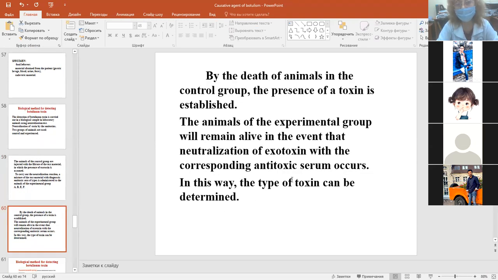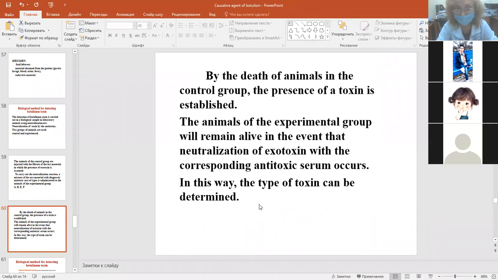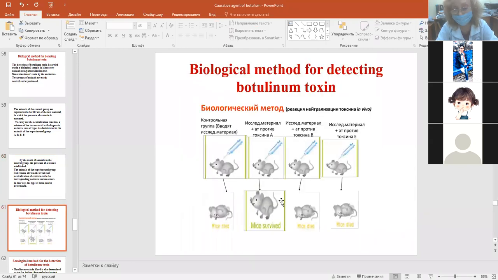And by the death of animals in the control group, the presence of exotoxin is possible to detect. But we have to know the type of toxin. The death of a laboratory animal does not prove that the death was caused exactly by botulotoxin. And so we have to watch animals from the experimental group. If they remain alive, it means that neutralization of exotoxin with the corresponding antitoxic serum occurred. In this way, the type of toxin can be determined. I will show you a picture.